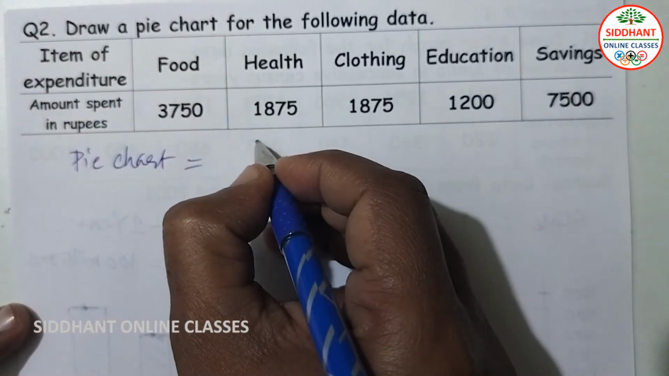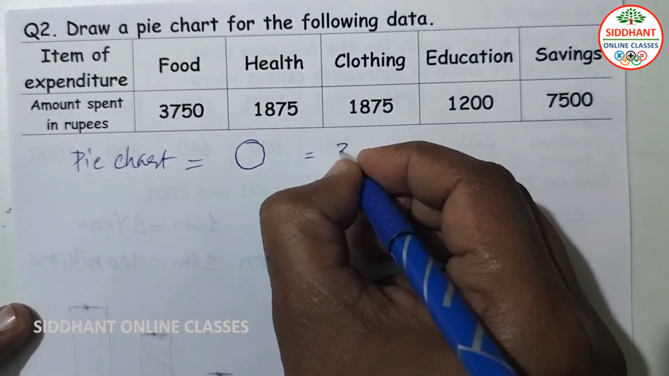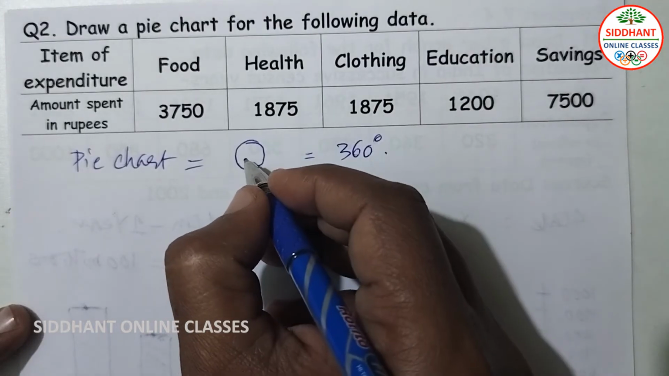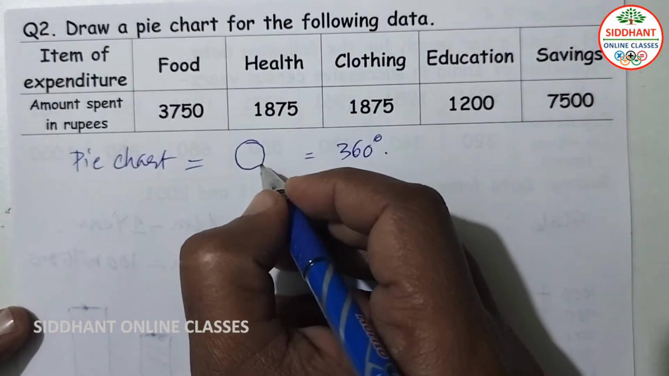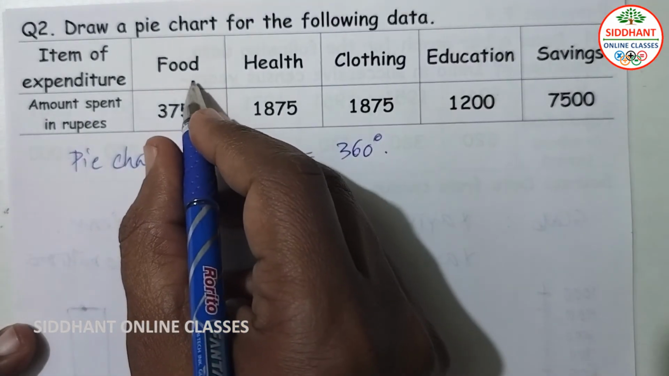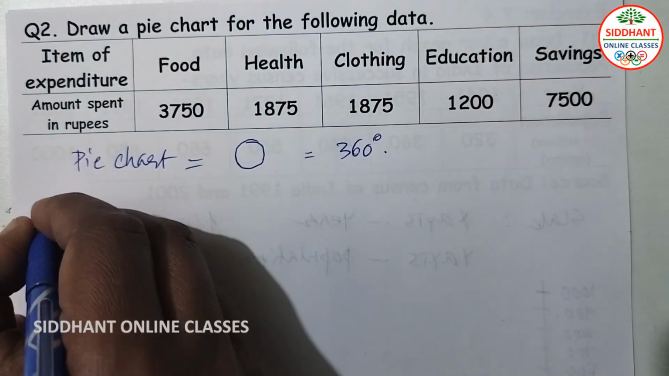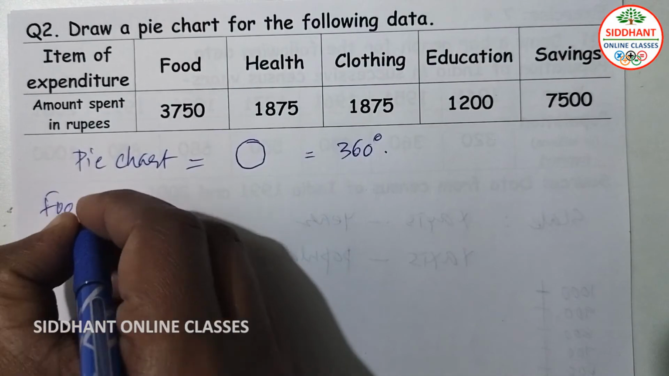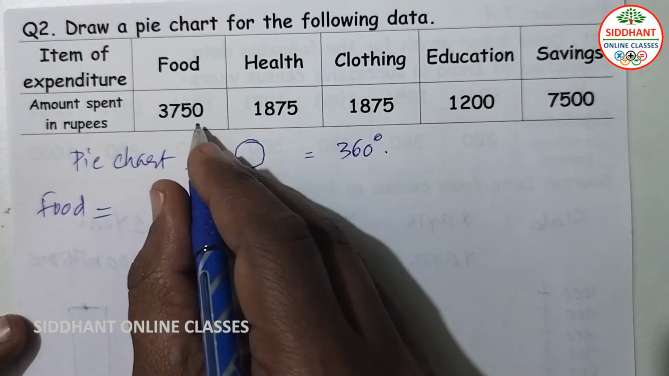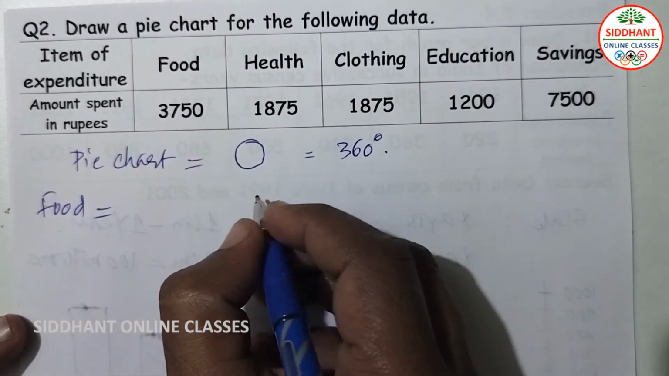So a pie chart will be in a circle form and the total angle will be 360 degrees, and you are going to segregate the items in this circle. So first we are going to find out the angle of each item: food, health, clothing, education, and savings. Coming to food, the amount divided by total into 360 we are going to do.